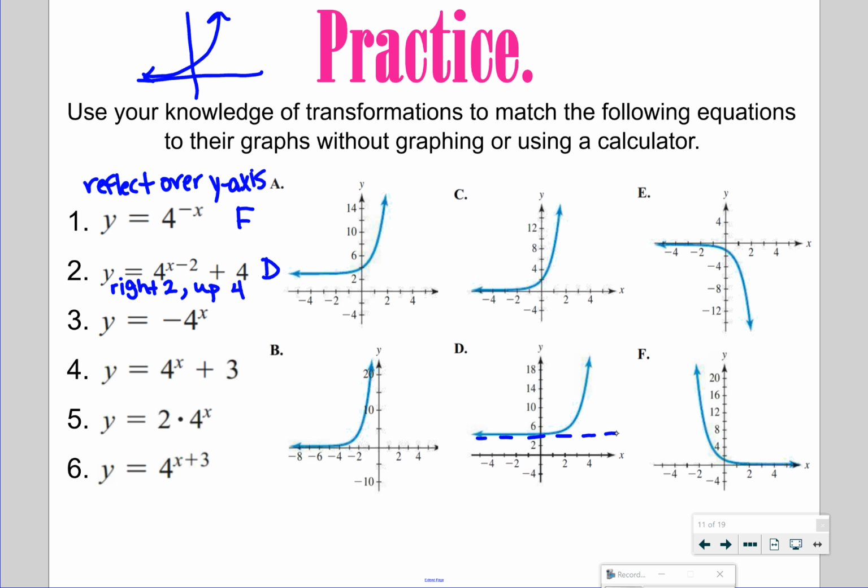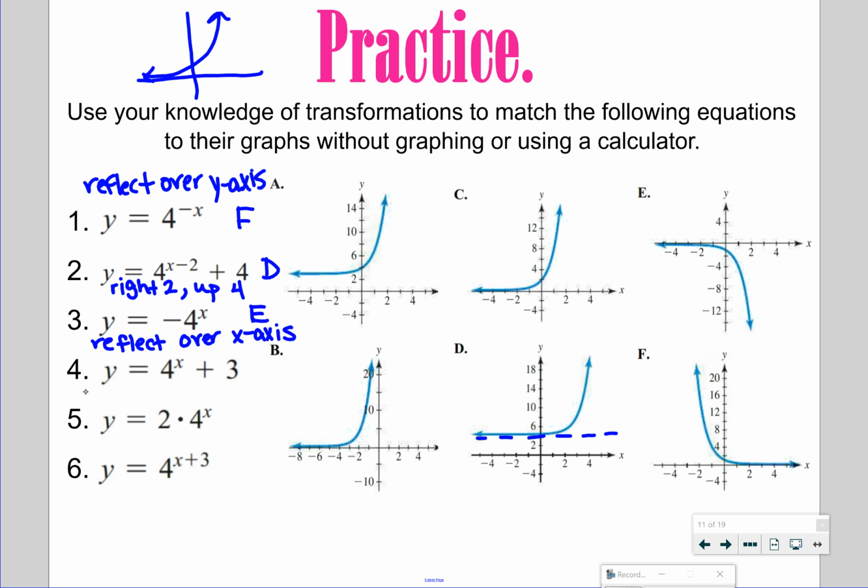Okay. Next, y equals negative 4 to the x. That is a reflection over the x-axis. So that's going to flip this graph upside down, and that is graph E, which has been flipped upside down.